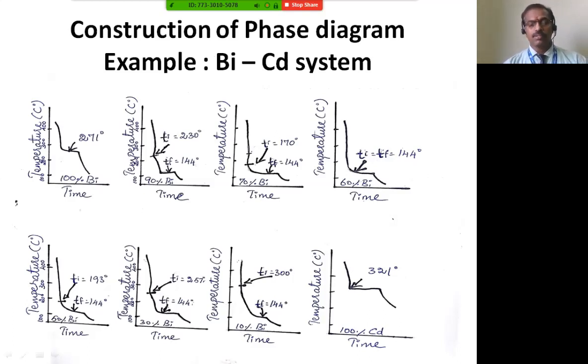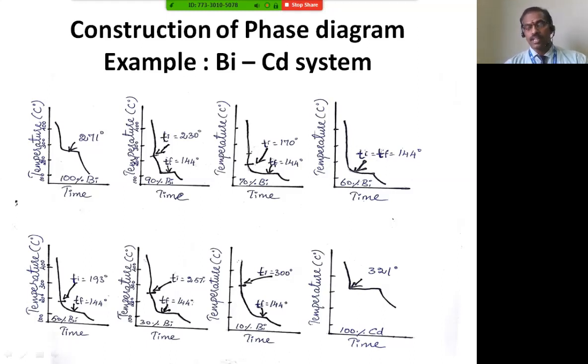Okay, so now in the second crucible, I'm going to take 90% bismuth plus 10% cadmium. So a mixture I have taken. So how many points? Two break points. The first break point we are calling the initial solidification temperature, then Tf we are calling the final solidification temperature. So initial solidification 230, final how much? 144. Then in the third crucible, 70% bismuth, 30% cadmium are taken.